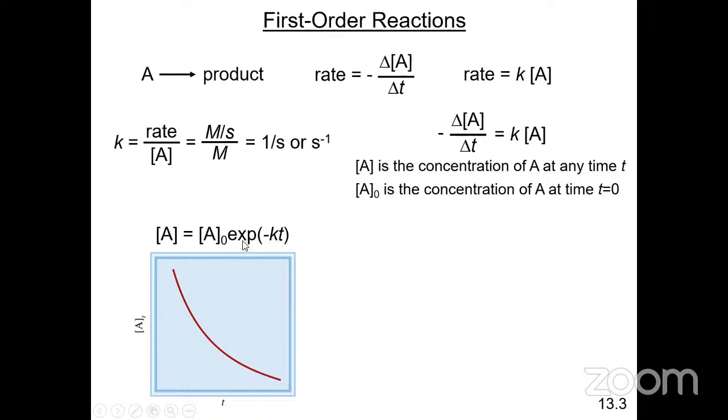Now, I don't know if you're familiar with the e constant. It's a function on your calculator. If I remember correctly, I can find out what it is. I know it's 2 point something. It's 2.718 and some other digits. It's a constant. So basically, this is the relationship between the concentration of A at time t and the initial concentration of A times e raised to the minus kt.